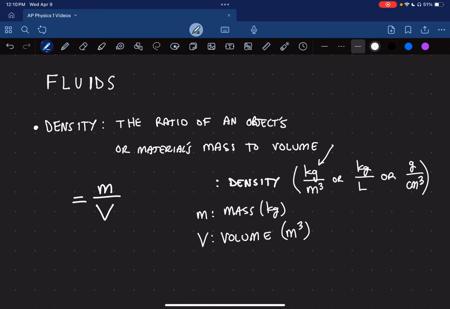It's the ratio of an object's or a material's mass to volume. That's little m over capital V. Now, mass is typically in kilograms, and volume is typically in meters cubed for most of our problems. And so density will typically be in kilograms per meters cubed. But depending on the textbook problem, you might see kilograms per liter, which is a unit of volume, or grams per centimeters cubed. That's another unit for volume there.